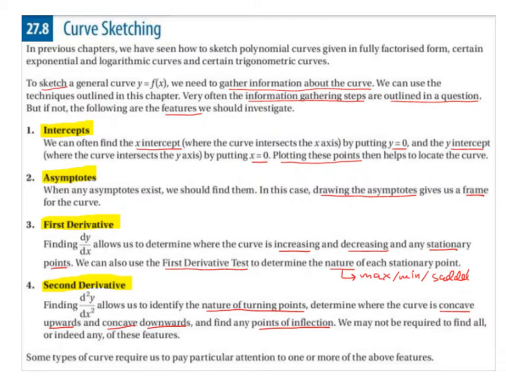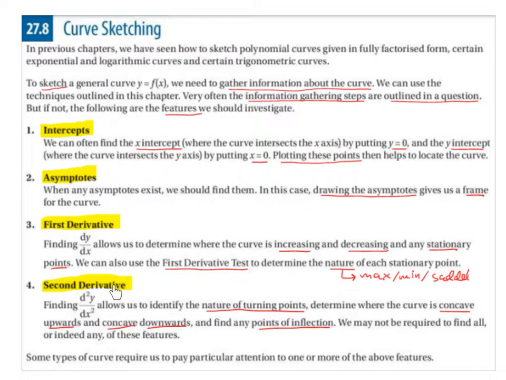The asymptotes. When any asymptotes exist, we should find them. In this case, drawing the asymptotes gives us a frame for the curve. The first derivative. Finding dy dx allows us to determine where the curve is increasing and decreasing and any stationary points. We can also use the first derivative test to determine the nature of each stationary point. So is it a maximum, a minimum, or a saddle point?